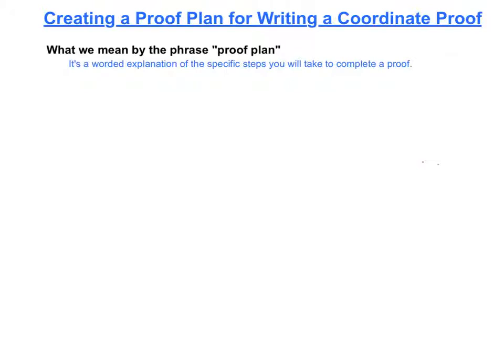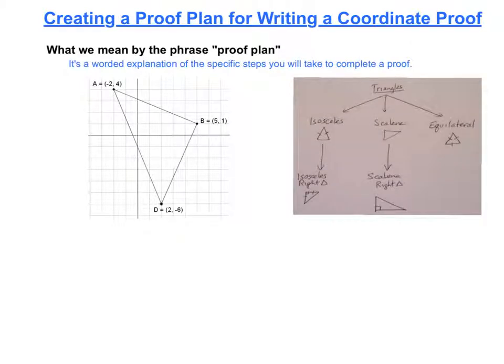How do we decide what steps belong in our proof plan? Well, let's revisit a problem that we have done in an earlier screencast. Let's say you were asked to write a proof that classified the triangle you see on the left. I've included an illustration of how we classify triangles. Notice, to determine if we have an isosceles or a scalene or an equilateral, it's all about the sides and whether you have no sides equal, two sides equal, or three sides equal.